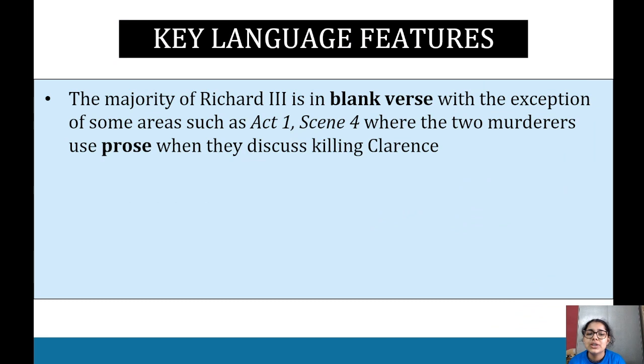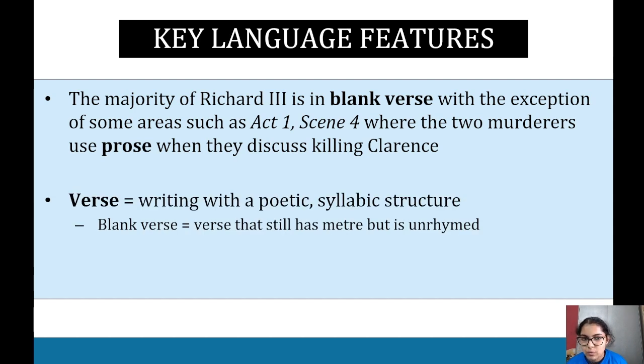The majority of Richard III is in blank verse, with key language features. Now we've looked at context, now let's have a look at the language features. The majority of Richard III is in blank verse, with the exception of some areas such as Act 1, Scene 4, where the two murderers use prose when they discuss killing Clarence. Now, for this one, what is the difference between verse and prose?